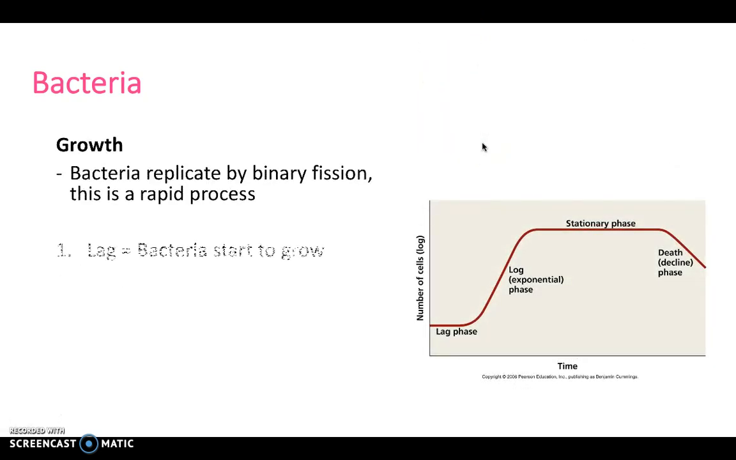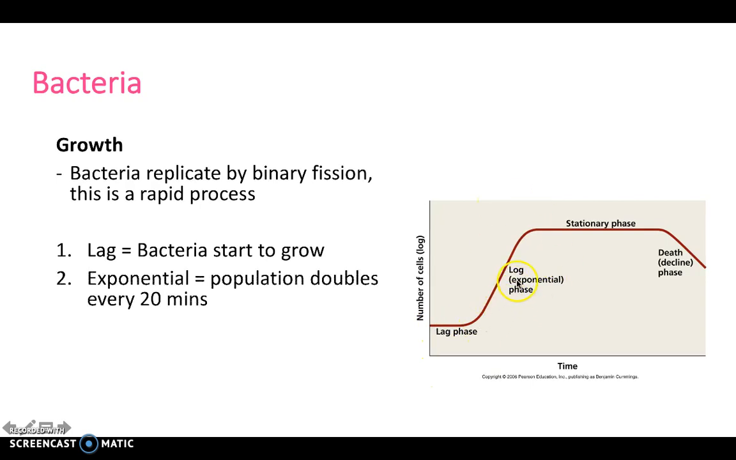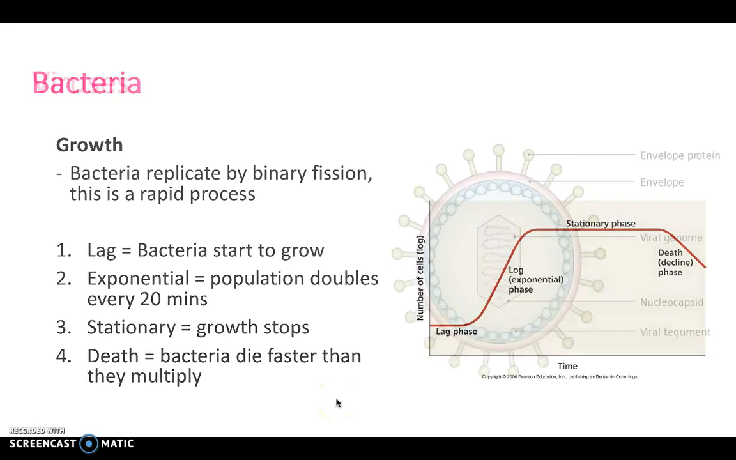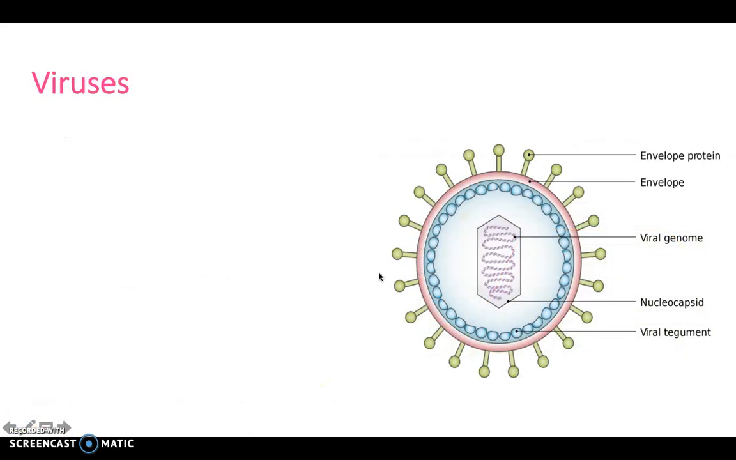So bacteria grow by binary fission, and this is an absolute rapid process. We have the lag phase, where the bacteria start to grow. We have the log or exponential phase, where the population doubles every 20 minutes, and then we have the stationary phase, where the growth stops, and finally we have death, so bacteria die faster than they multiply. We'll cover lots more on bacteria as we go into other videos in this series, and also through second year when we learn about specific bacteria and the diseases that they can cause.